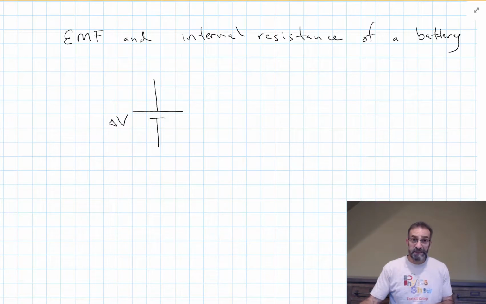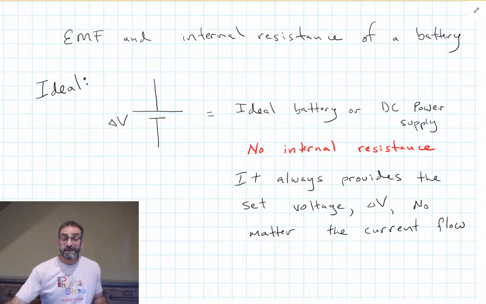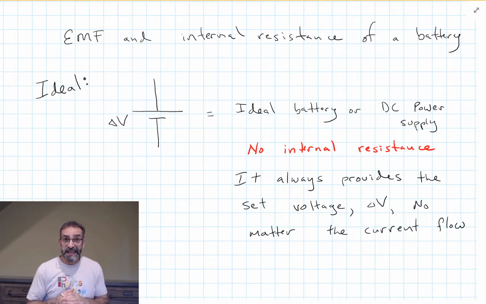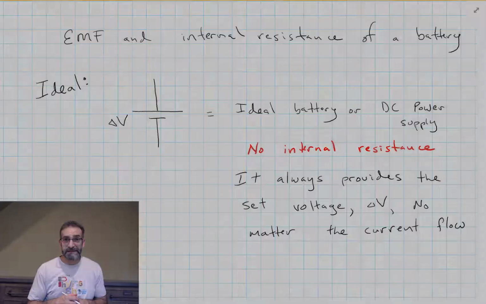Up until now, this symbol I've drawn stands for a battery or a DC power supply, but it stands for an ideal battery or DC power supply, which means there's no internal resistance. If a power supply or battery has no internal resistance, the voltage across the terminals will always be the same, regardless of how much current the battery is flowing. That's not true in the real world. Let's take a look at what happens if the battery has some internal resistance.